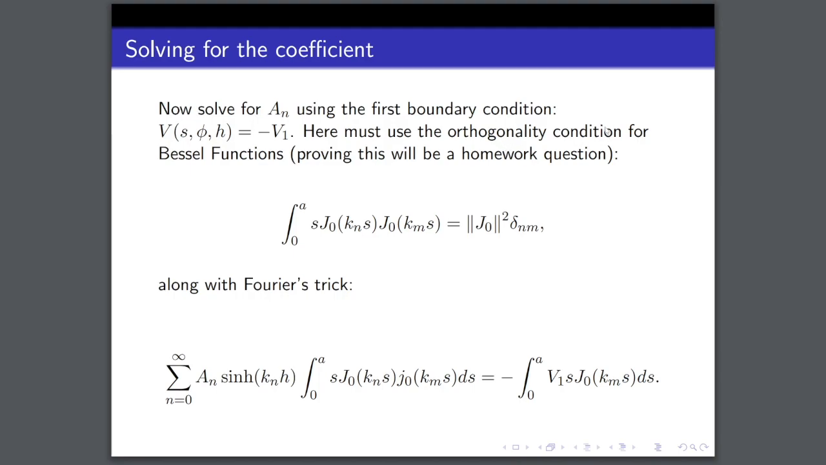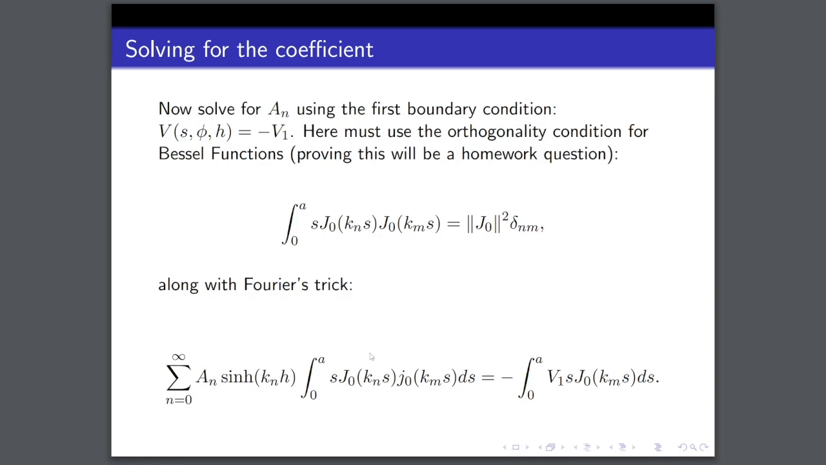In order to solve for this, we actually use a Fourier trick, but specifically one using Bessel functions. We will actually ask you to prove this in the homework problem: prove that these two are orthogonal to one another. For now, we'll say that this Bessel function of k sub n s is orthogonal to this Bessel function of k sub m s. Essentially, they have distinct roots, and the integral will equal 0 everywhere that m is not equal to n. So you'll get this delta function where it is only non-zero when n is equal to m.